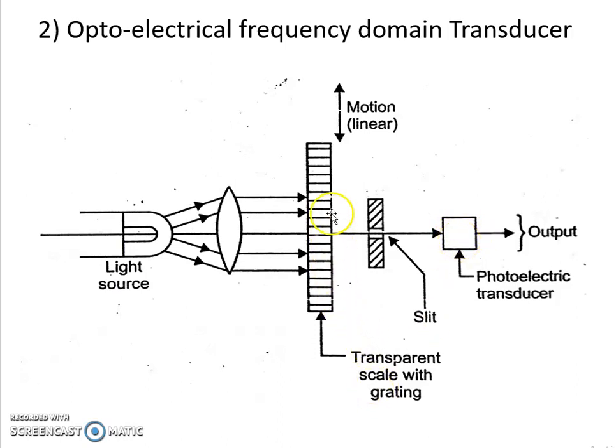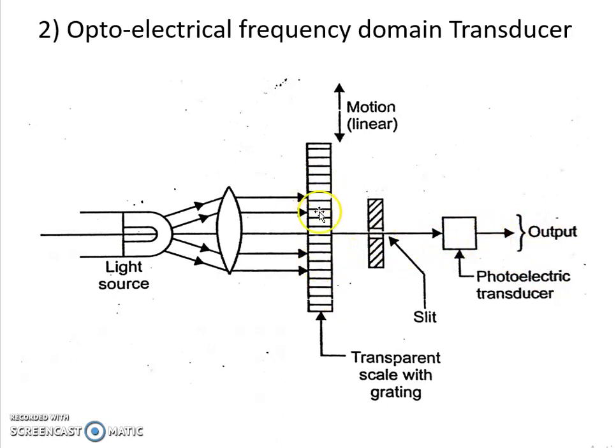So now when the transparent scale moves, whenever the dark patches or grating comes in the path of light, in that case the light may not pass through the transparent scale because there is a dark patch in the path. So the light will not pass through the slit. There is no light at the output side of the transparent scale. So the photoelectric transducer will not produce any output pulse.